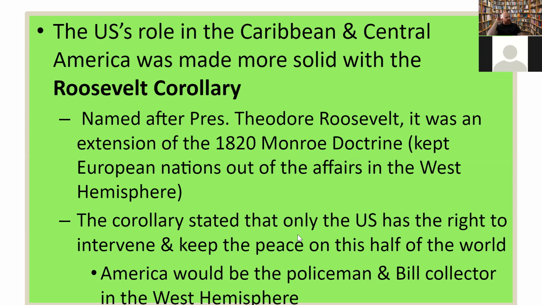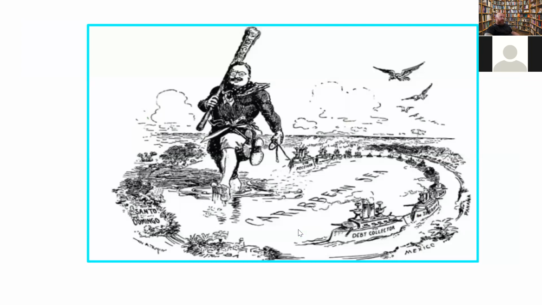Open door policy, China, this is the way it is. Roosevelt corollary, this is the way it is. We have the right to do this. Because the idea is that any kind of unrest threatens the sanctity and sovereignty of the United States. That's how they kind of play it off. And there you go, there's Roosevelt. That's Teddy Roosevelt. One of the things he said was you walk tall and you carry a big stick. And that's them kind of taking over the Caribbean.